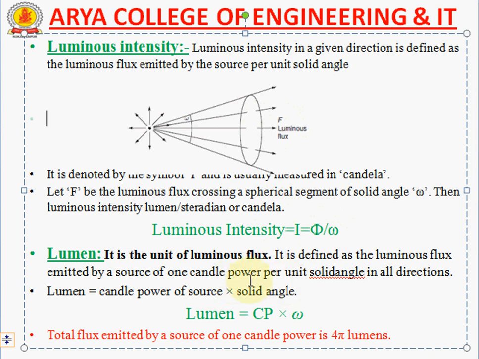Now lumen. Lumen is the unit of luminous flux. It is defined as the luminous flux emitted by a source of one candle power per unit solid angle in all directions. So the formula is lumen equals candle power of source into solid angle, that is, lumen equals Cp into omega. The total flux of a source of one candle power is 4 pi lumens.